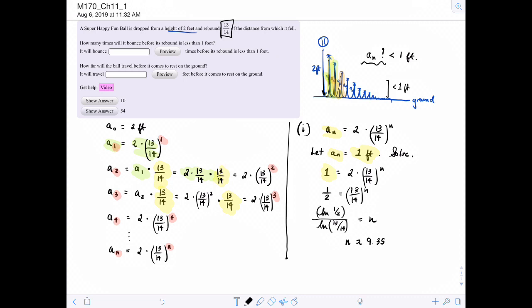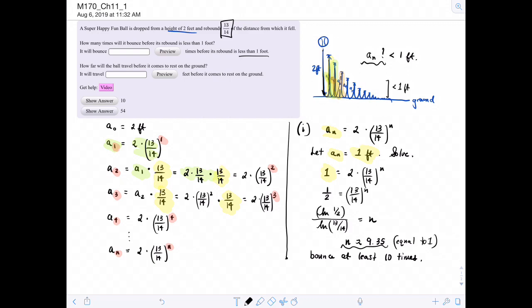So again, remember, it cannot be equal to 1. We're looking for strictly less than a foot. So it would have to bounce past 9 bounces, so it would have to bounce at least 10 times in order to get the bounce less than 1. Remember, this means that it is equal to 1, but we want it less than. So it has to bounce more than that to get it less than. So we just go to the next integer, which would be at least 10 times, and we'll get less than 1 foot.